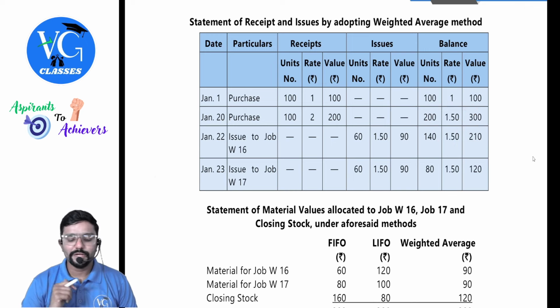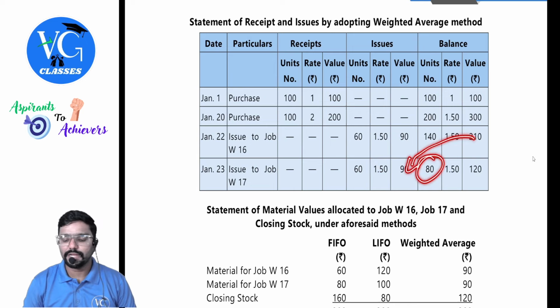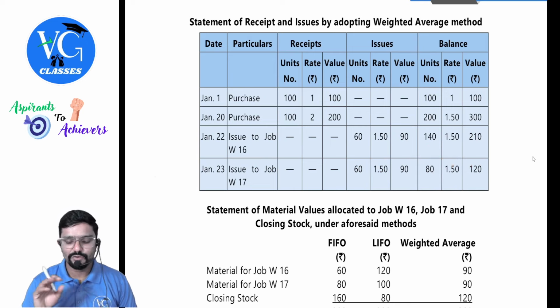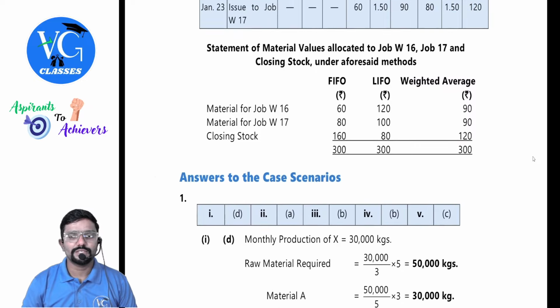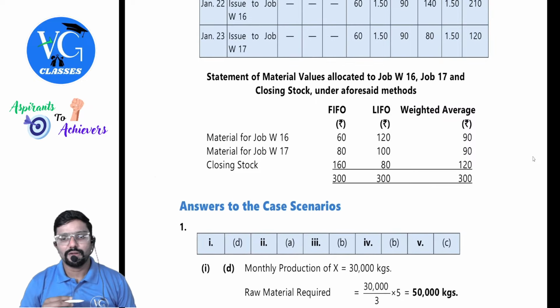Coming to one more issue, I will issue at 1.50 only. So 140 minus 60, 80. 210 minus 90, 120. Average would be the same. They have also asked you to compare as per all the three.